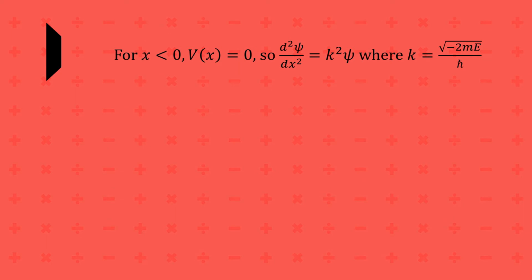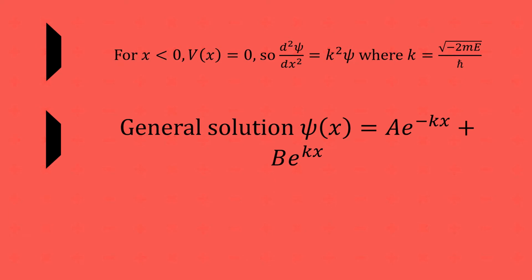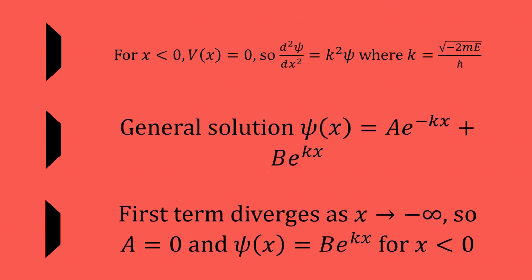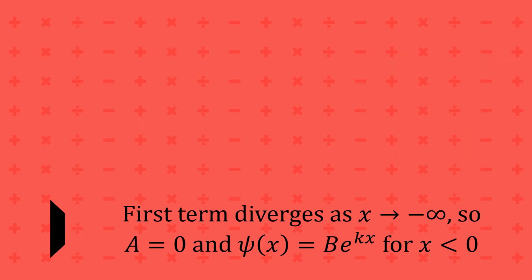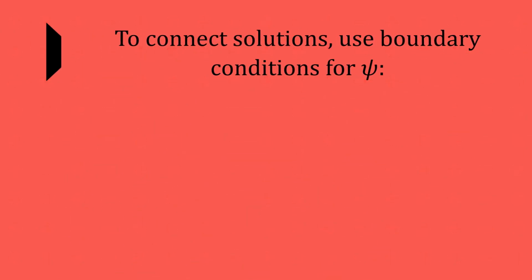when energy is negative. For x negative, we have that V of x is equal to 0, so we can write the Schrödinger equation in this form, where k is given by this expression. The general solution is then psi of x is equal to A e to the minus kx plus B e to the kx, but the first term diverges as x tends to minus infinity, so A equals 0, and thus psi of x is equal to B e to the kx for x negative. And similarly, we find that psi of x is equal to F e to the minus kx for x positive.